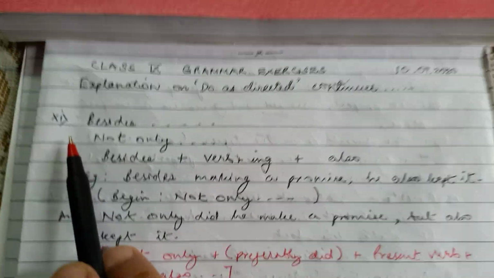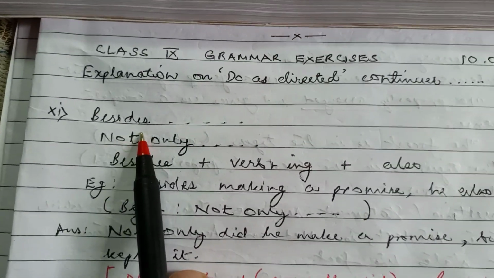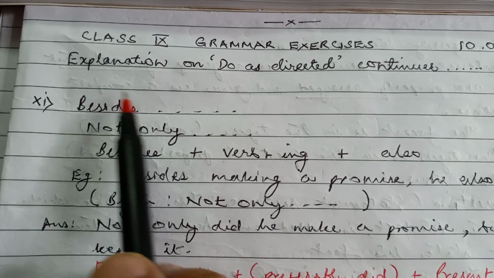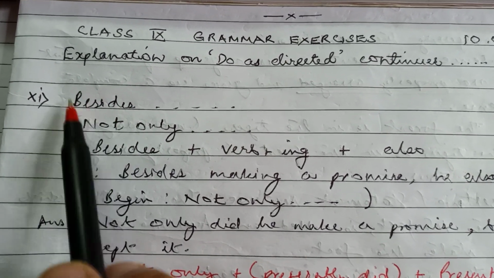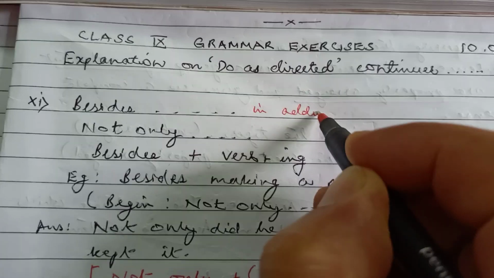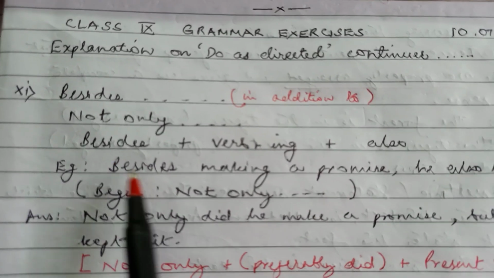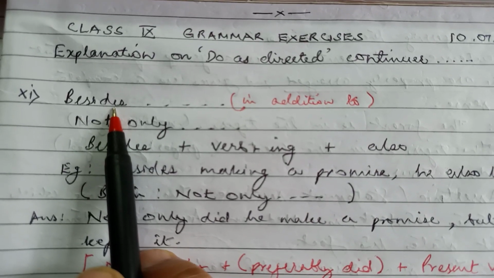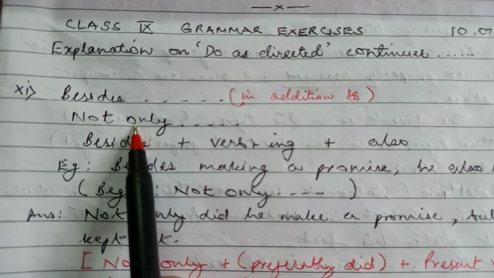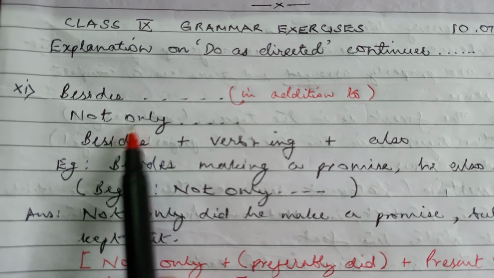Okay, so let us today see besides, right? So what does besides mean? Besides means in addition to. It means in addition to. Now see here. We are given besides in the question, and how do we change besides into not only? This is our exercise in our do is directed.